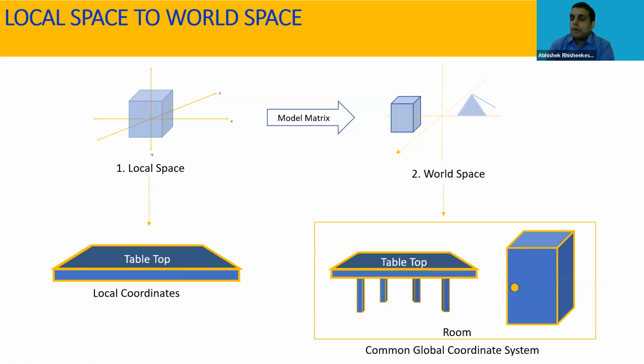Now, similarly, a table with the tabletop and its 4 legs and an almirah adjacent to that can be considered to be part of a world space in a specific 3D scene, where they're defined within a common global 3D space with a common origin and XYZ axis. The model matrix, which transforms the local object from its individual local spaces to a common world space, consists of transformations like scaling, translation, and rotation of vertices of these local objects.